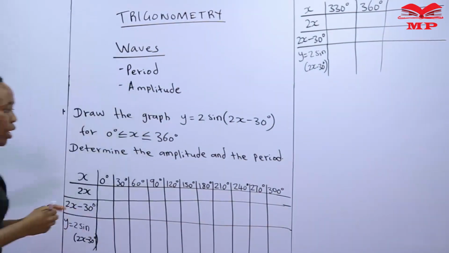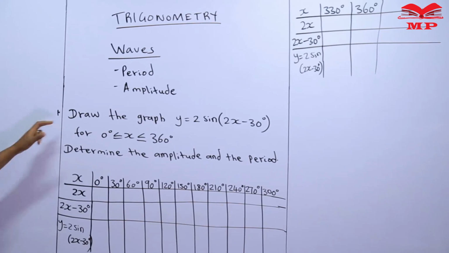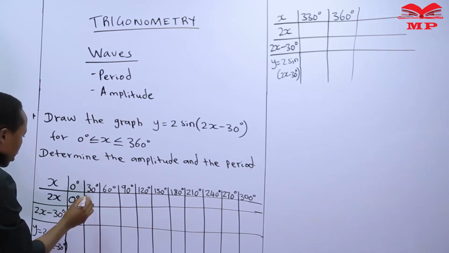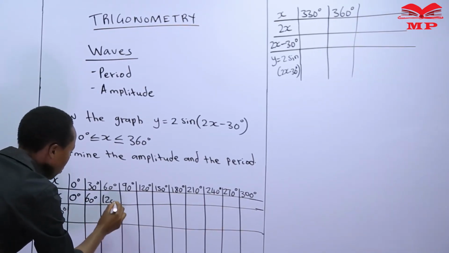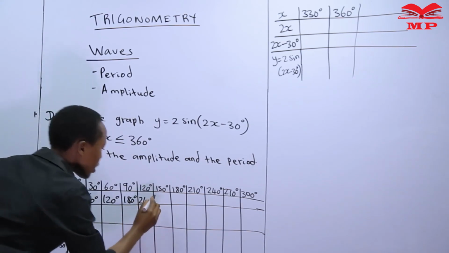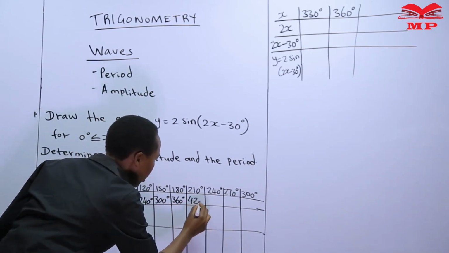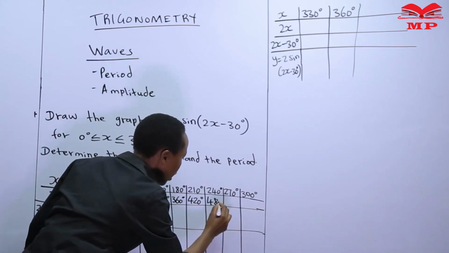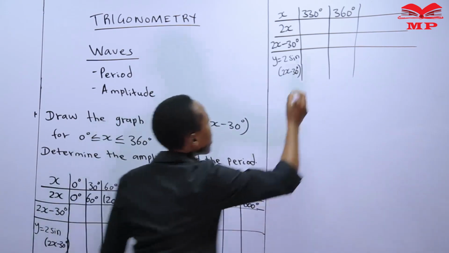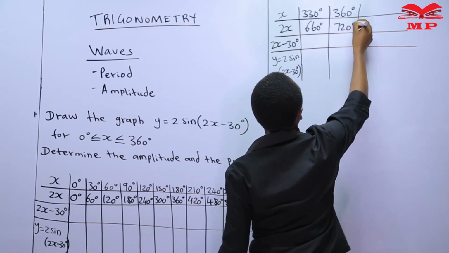Then we move on to 2x. We fill the table so that now we plot the curve, that is the wave for this function. So our 2x, we are going to have 0 times 2, 0 degrees, 30 degrees times 2, 60, 120, 180 degrees, 240 degrees, 300 degrees, 360 degrees, 420 degrees, 480 degrees, we have 540 degrees, 600 degrees, we have 660 degrees, and finally we have 720 degrees.